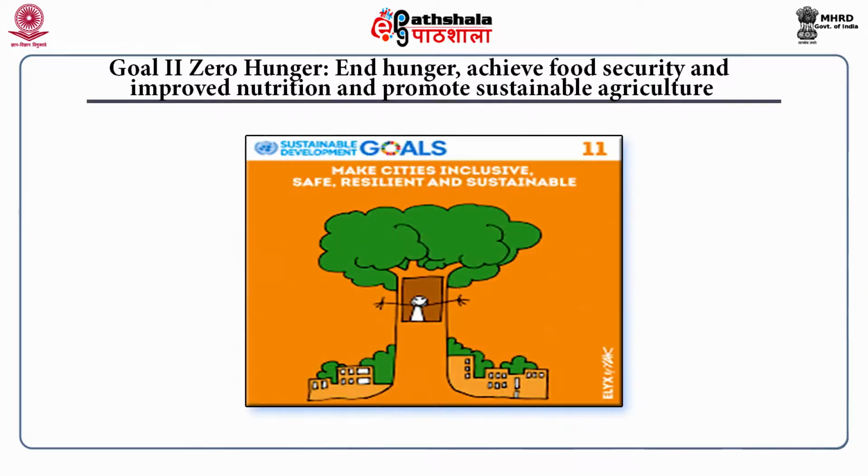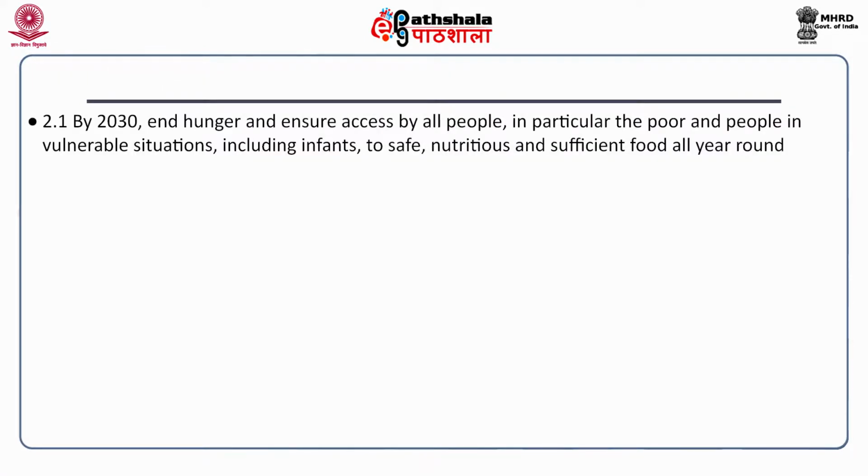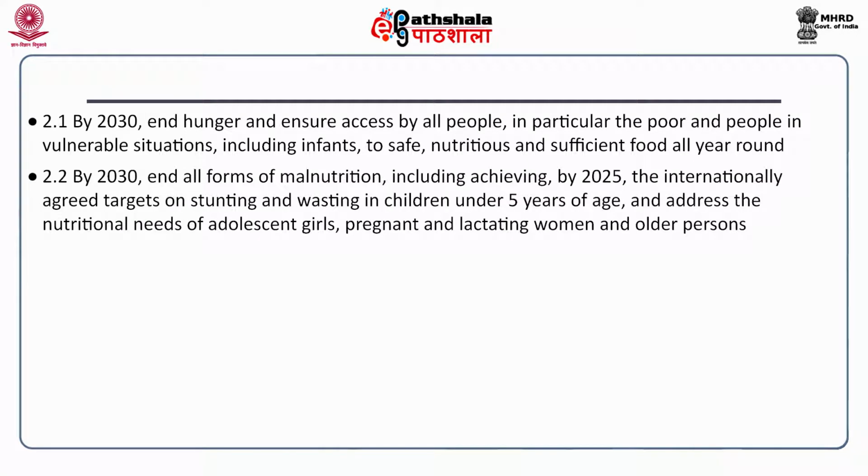Goal number 2, zero hunger. End hunger, achieve food security and improve nutrition and promote sustainable agriculture. Again, the target date is 2030. End hunger and ensure access by all people to nutritious and sufficient food. Second, within this, for zero hunger, we want to end all forms of malnutrition.